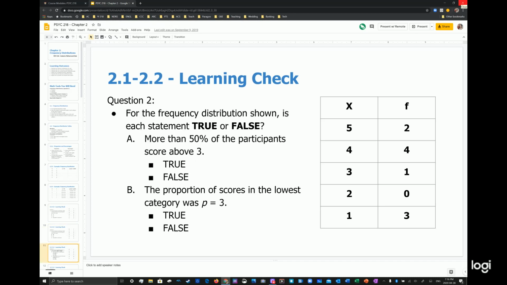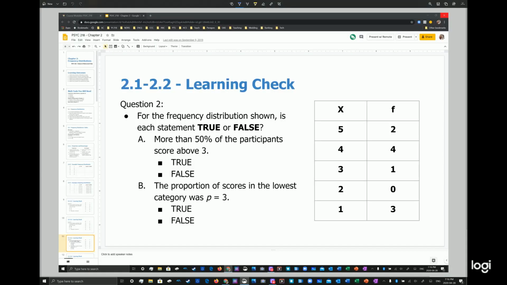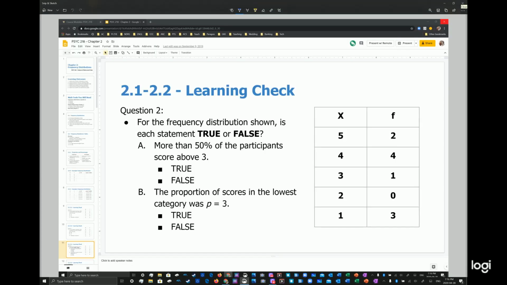Next is the true-false. It's two parts. A, more than 50% of the participants score above 3. True or false? And B, the proportion of scores in the lowest category is 3. Here you might want to pause the video or take a moment and do the proportions. So for example, you might want to do one that is the proportion and one that's the percentage. You probably might want to write the formula if you're stuck.